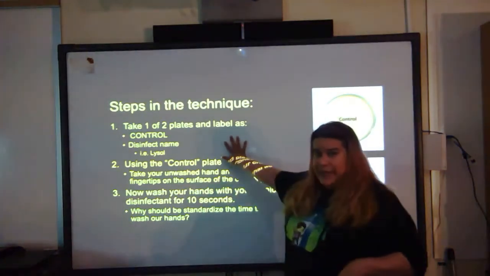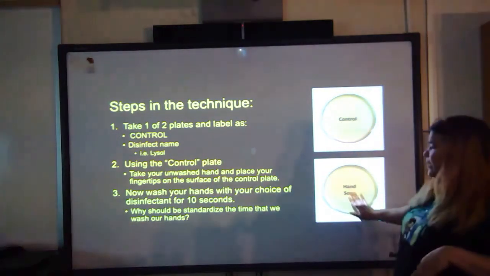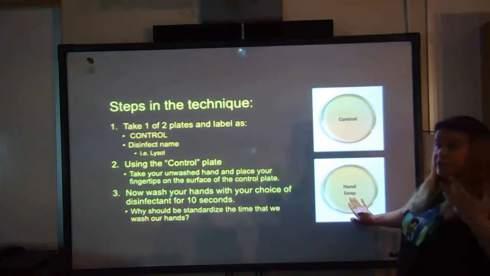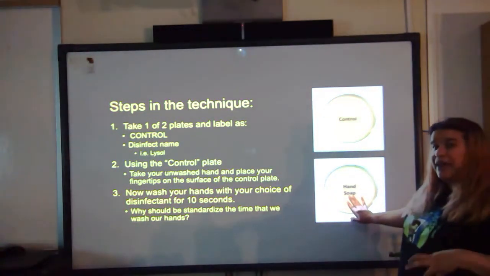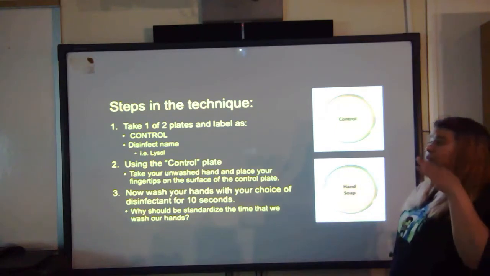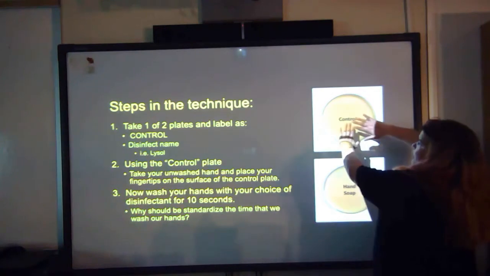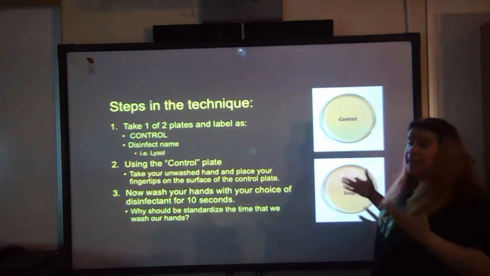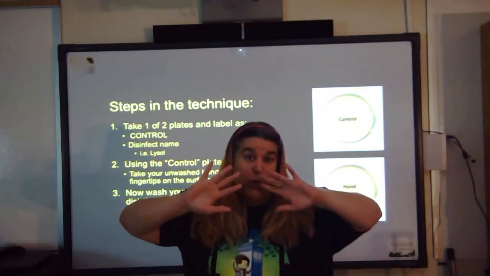So we're going to take the 2 plates and label each one. One is going to be our control, the other is going to be our antiseptic. So depending on what you used, hand soap, hand sanitizer, Lysol, mouthwash, you're going to put that on your plate. The control plate is where you take your unwashed hands and put your fingertips on the surface. That's all you're going to do. It's not that complicated. But if your hands are unwashed, you're looking to see how many little things are growing on your hands.